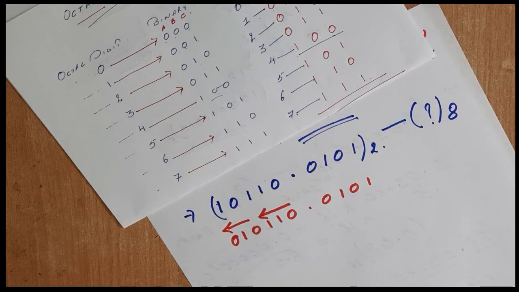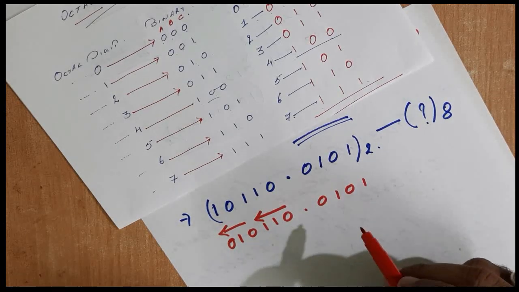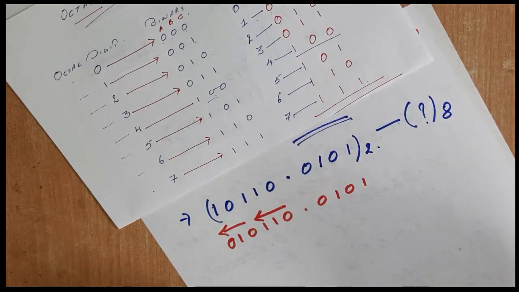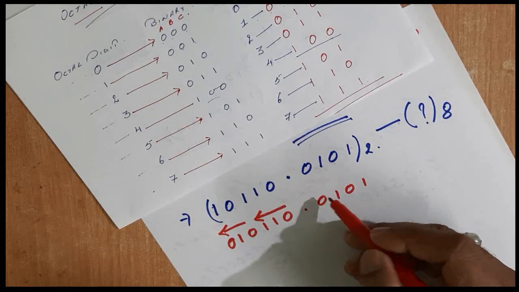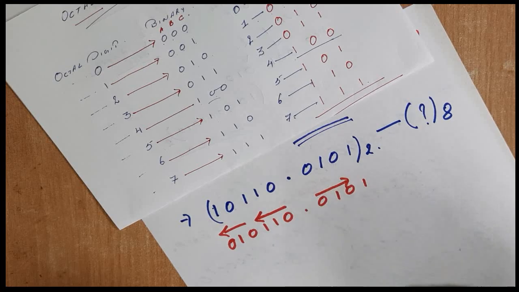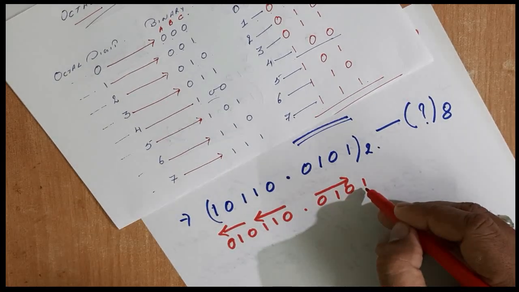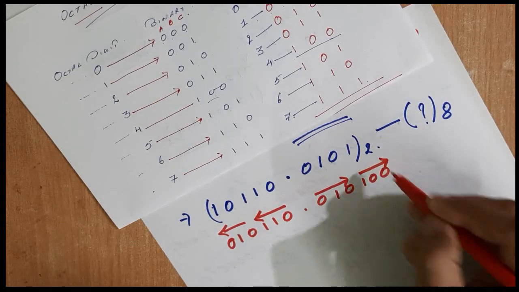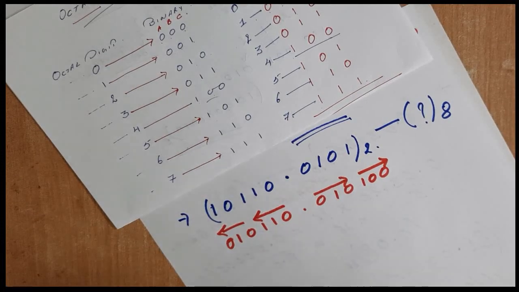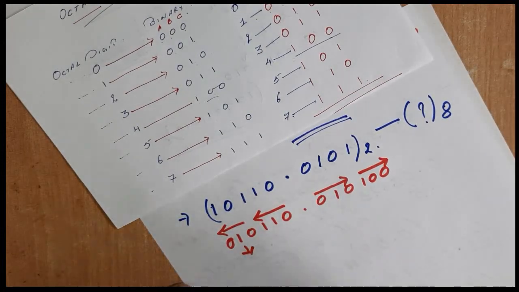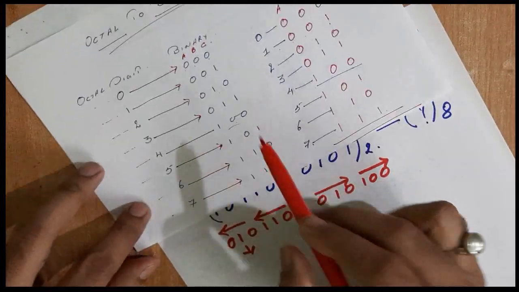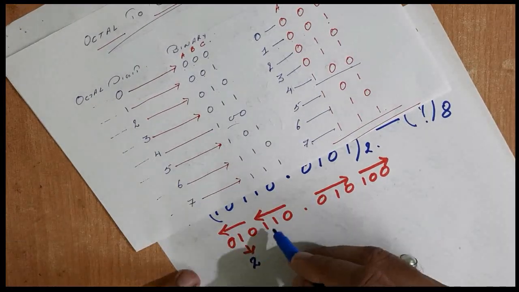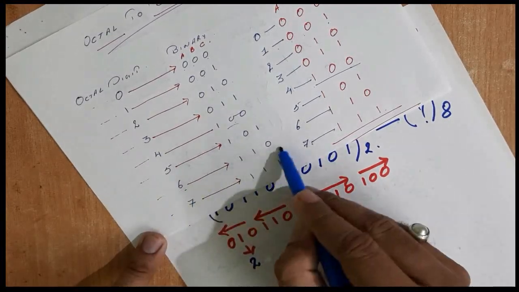But students, for the fraction number everything will be reverse, and this time we will group the digits in groups of 3, but we will be starting from the left hand side. Group of 3, we are left out with only one digit, so we will put 0 over here. Right students? So let's write down 010. So 010, it's 2. 101, see over here, it's 5.